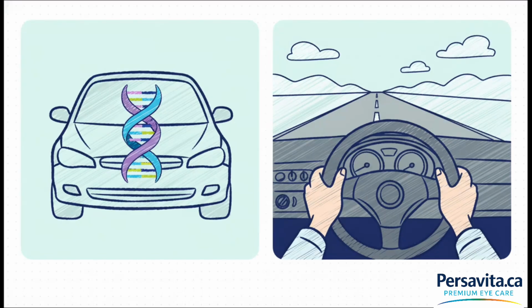Now, let's be clear, genetics definitely play a role. Certain genes, like CFH and ARMS2, can absolutely set the stage for a higher risk. But the research is crystal clear on this. It is your lifestyle that determines how the story unfolds. Your genes might be the blueprint for the car you were given, but you are in the driver's seat. Your choices determine how that car is going to perform over its lifetime.